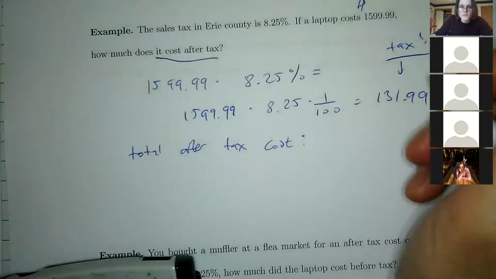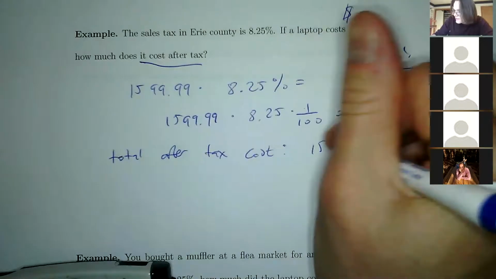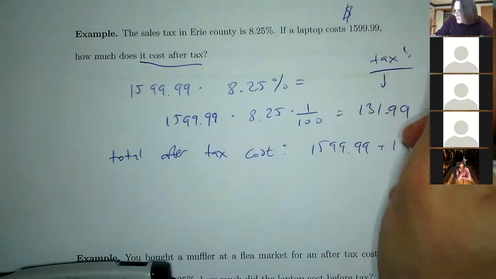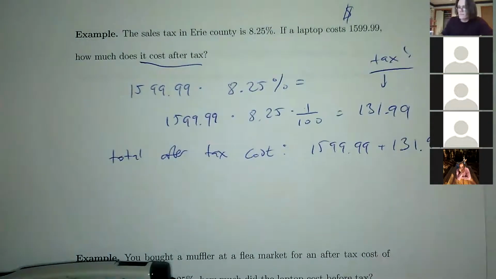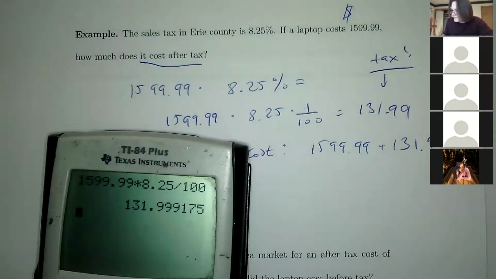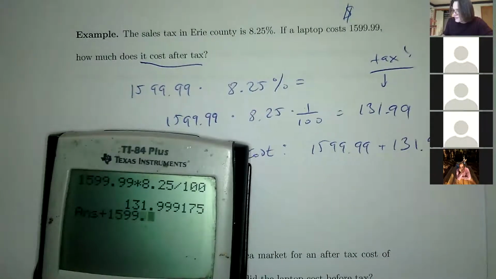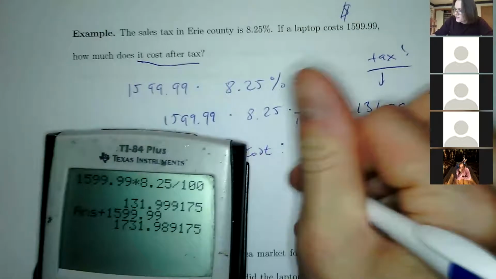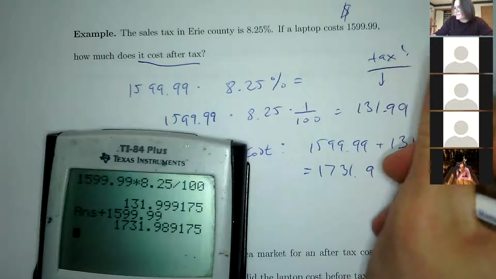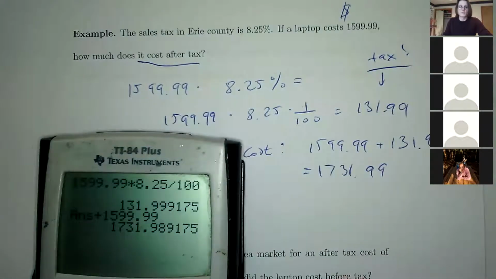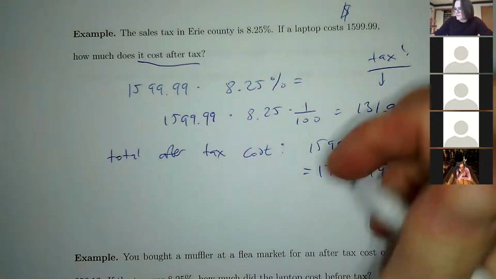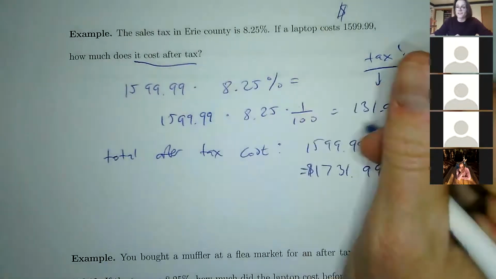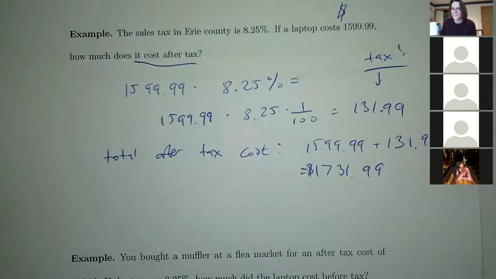So it's going to be, let me try to censor this. There we go. 1599.99 plus 131.99. And I don't know what that's going to be, but let's see. Plus 1599.99. Survey says 1731 and 99 cents. So pretty expensive. You could probably buy a car for that much. Not a good car, but a car. All right.